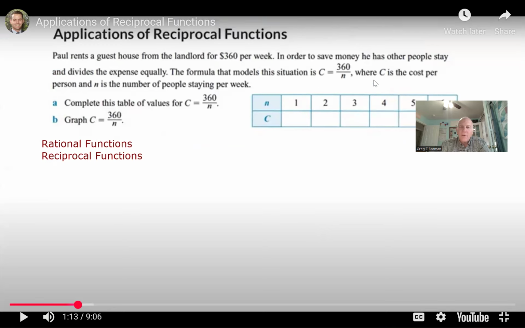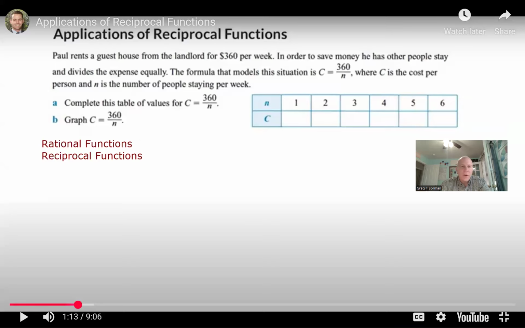The formula that models the situation is cost equals 360 divided by n, where C is the cost per person and n is the number of people staying per week. So what does it cost him? Well, that depends on how many people are there. The more people that are there, the more you divide up the $360.